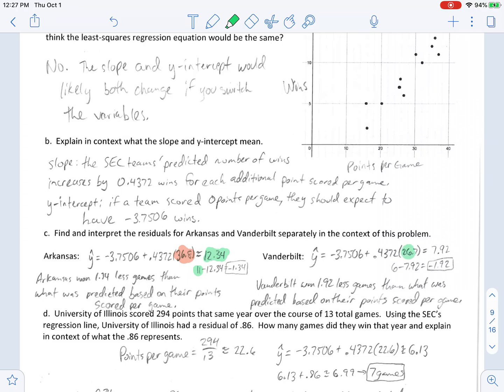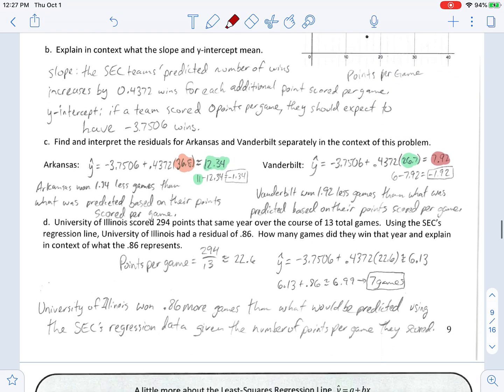Okay, and then Vanderbilt, same thing. You plug in its number of points per game. Always you plug in the X to get the predicted Y. And this time the predicted Y was 7.92, and they also were less. They only had 6 wins, which means they were almost 2 full games less, 1.92 specifically, than what was predicted.